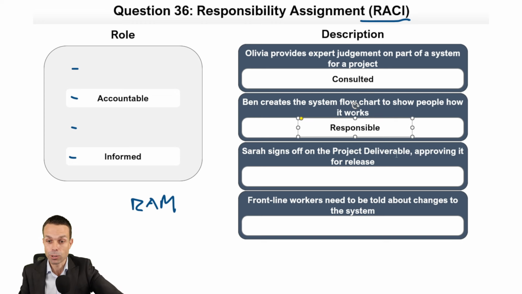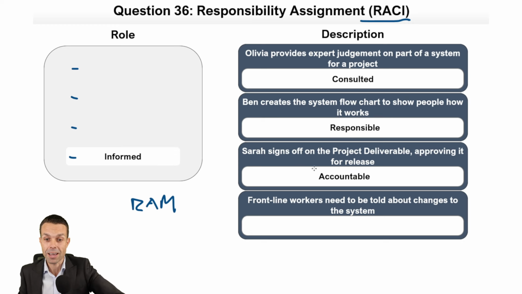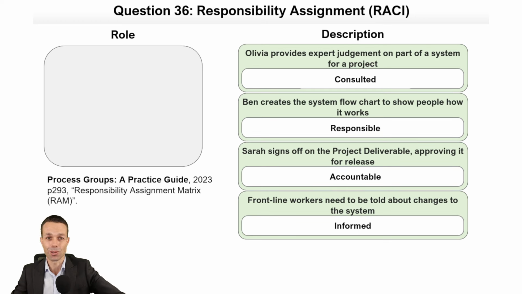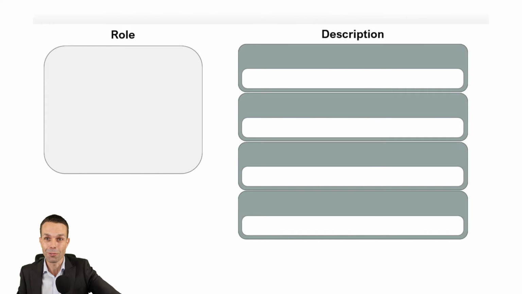Sarah signs off on the project deliverable, approving it for release. She is the approver. She signs off on it. She is accountable for that item. And frontline workers need to be told about changes to the system. They need to be informed. So that is our RACI. Let's have a quick check and see how we went. All locked in. Absolutely fantastic. Process groups, a practice guide, page 293 under responsibility assignment matrix if you want to check that out for yourself.